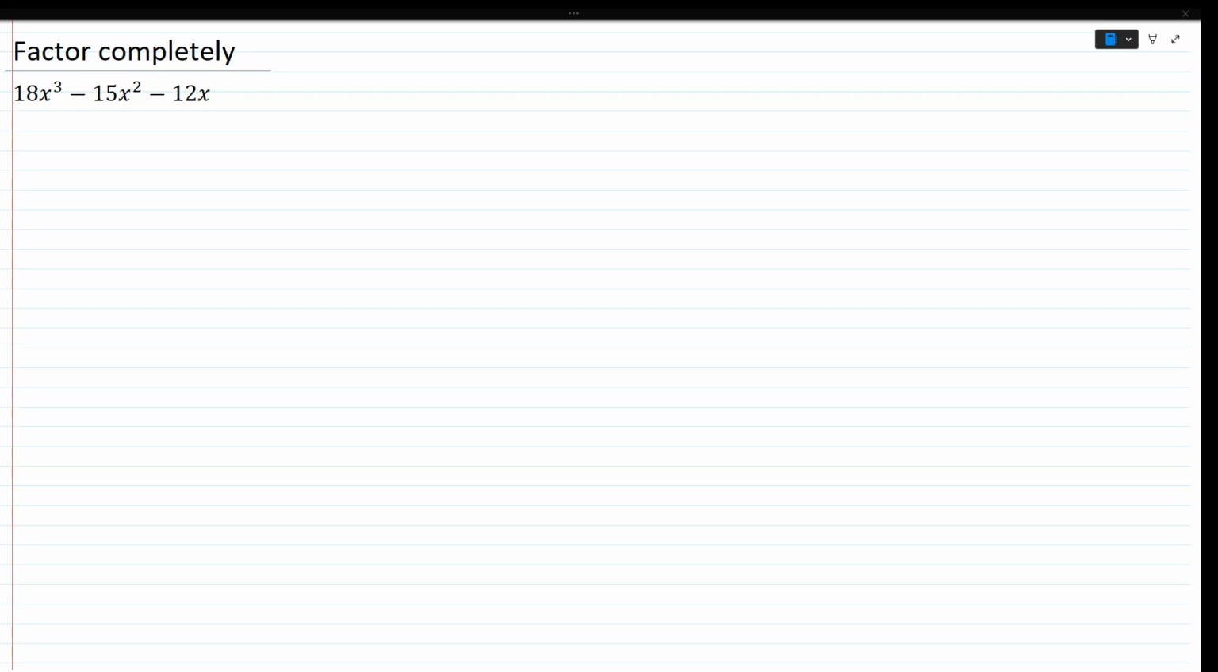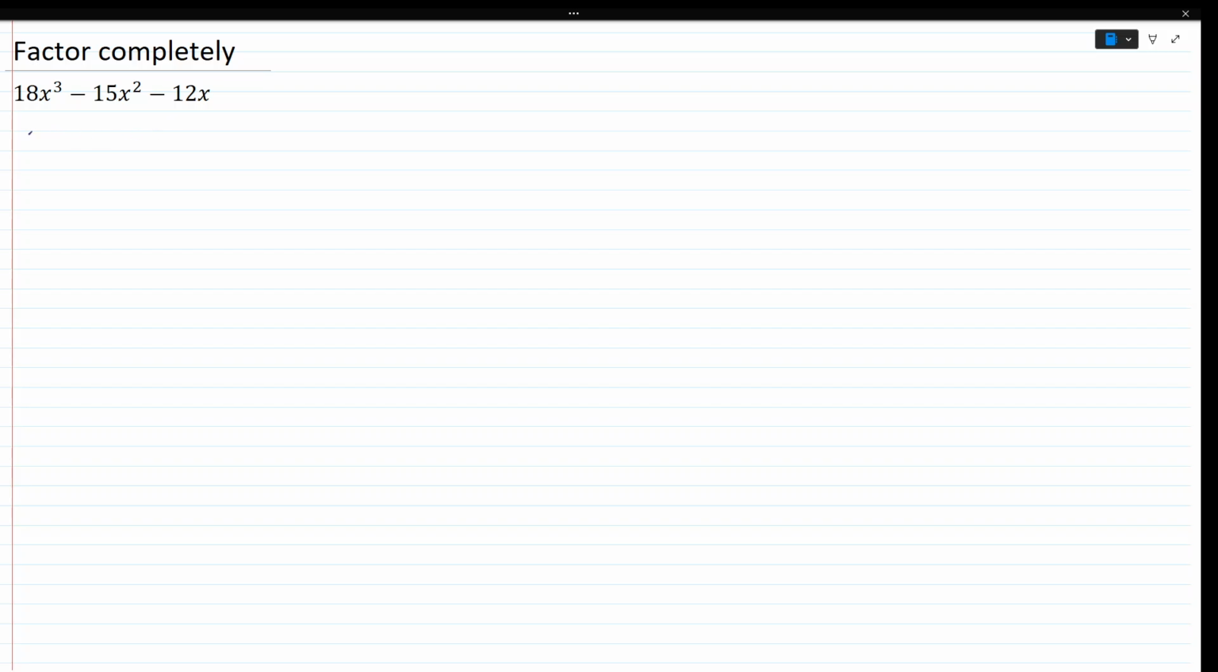In this example, you're to factor the polynomial 18x cubed minus 15x squared minus 12x. Now always the first thing you try to do is, can you factor out the greatest common factor? And in this case, yes, you can factor out, let's see, the 18 and 15 and 12 are all divisible by 3, and each term does have an x.